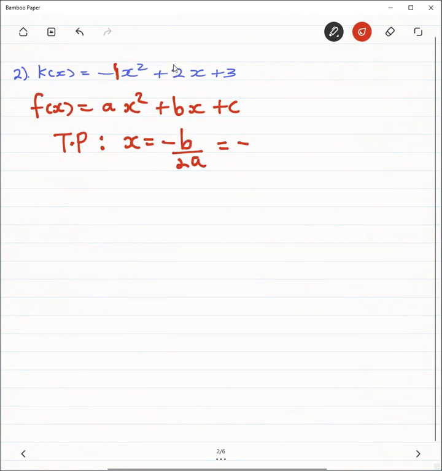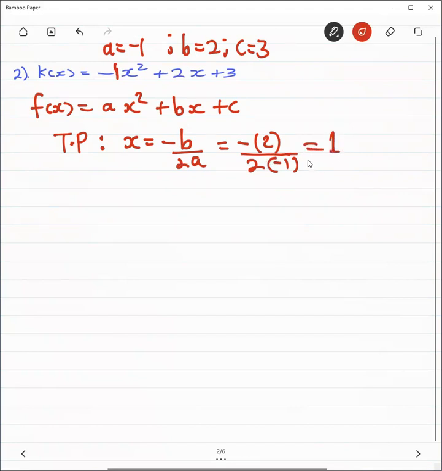Let me write them down here. From this basic form, I can see that my a is -1, my b is 2, and my c is 3. So my b is 2 in this case, over 2, and then my a, I'm going to substitute, which is -1. And then I can easily see that the answer here is 1, basically. If you press this on your calculator, you should get 1.